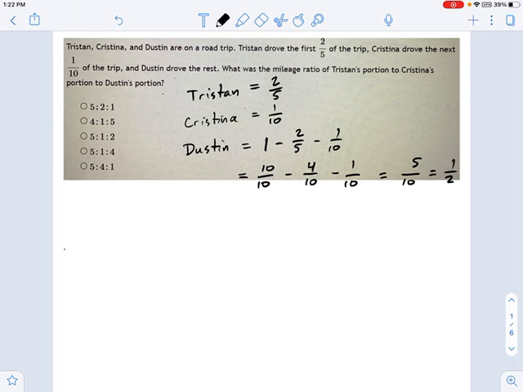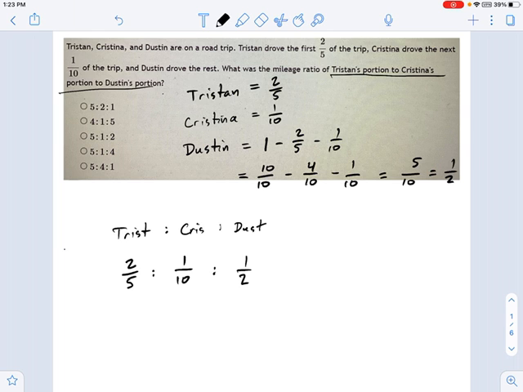Now, I said it didn't matter if it was 1 mile or 10 miles or whatever. Let's just first set up that ratio of Tristan to Christina to Dustin. Okay, so this is Tristan to Christina to Dustin. So we're just going to put all their fractions in here. Tristan is 2/5. Christina is 1/10. And Dustin is 1/2. Well, that answer is not one of our choices.